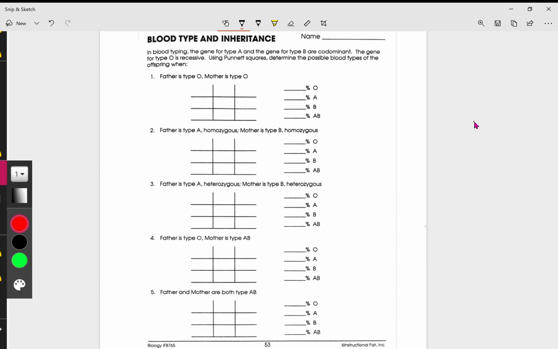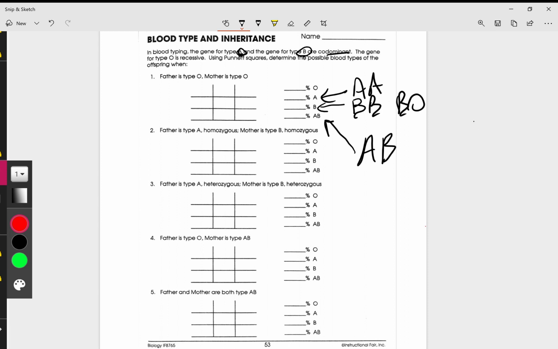So here we go. As we said, we have type A and type B blood, which are codominant, which means they exist together as dominant. That's what AB blood is. B blood, you would have BB or BO. A blood, you'd have AA or AO. And to have O blood, you'd have to have OO. Remember, this is recessive.